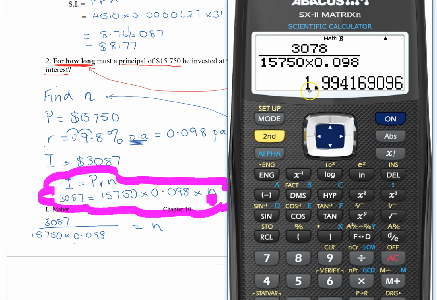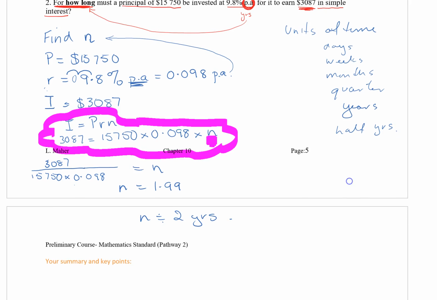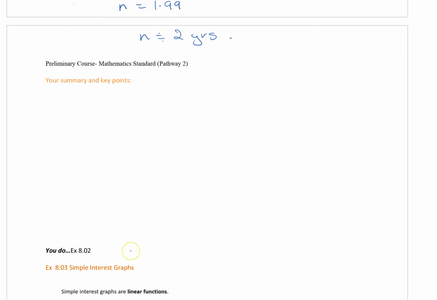You can see the answer there is given as 1.994169096. These n's we said will be in years. So this is 1.99 years. 1.99 years is close enough to 2 years, approximately 2 years. I'm going to stop the video now. Please write up your summary and key points. Think about all the things I've emphasized across the 3 videos, and do exercise 802.